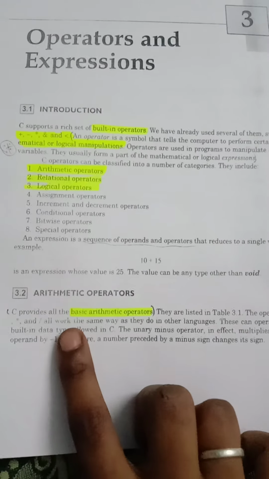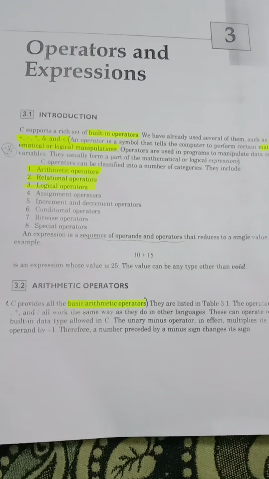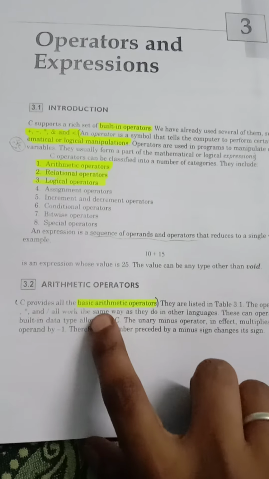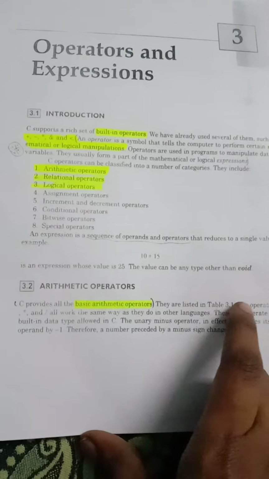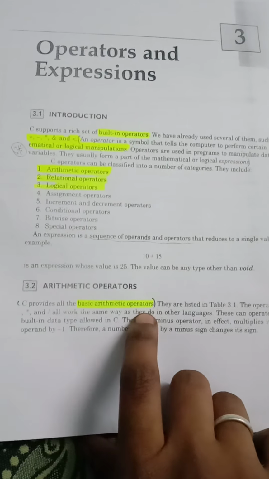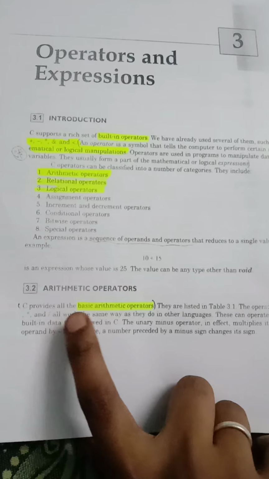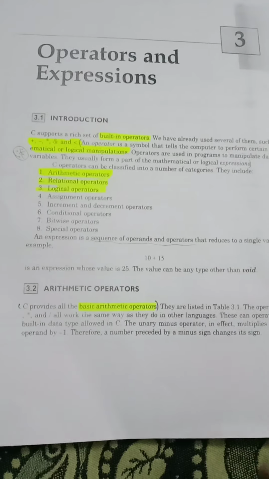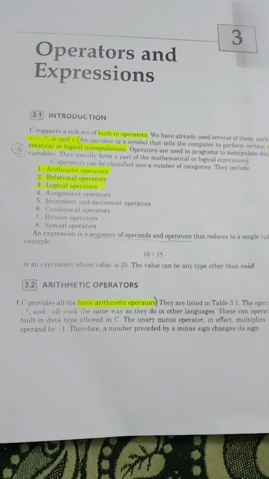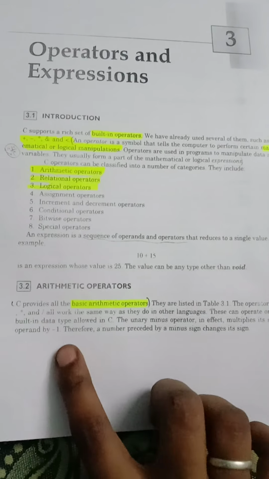Arithmetic operators: C provides the basic arithmetic operators. From our early school days we have been working with the plus symbol everywhere. The operators asterisk and slash work the same way as in other languages. Multiplication and division are the same in all languages, whether Hindi, English or Tamil. These can operate on any built-in data type allowed in C.